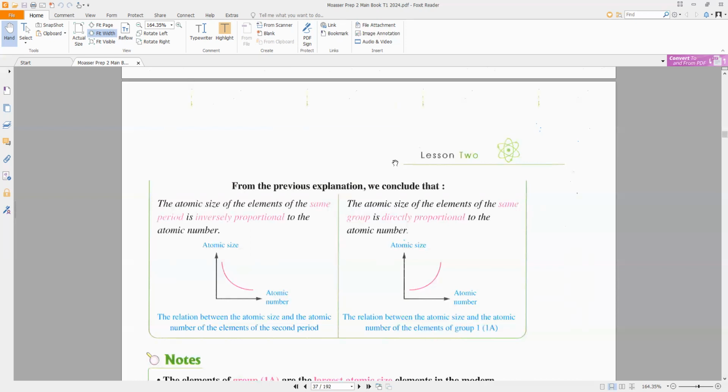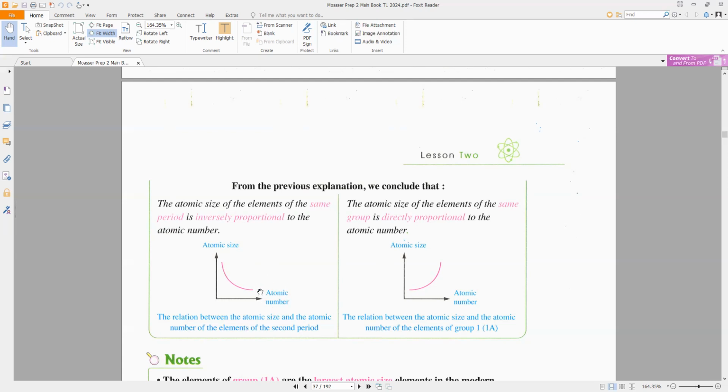When we want to describe the relationship between the size and the atomic number in a graph, we describe the relation between the two factors by a graph to know what happened. Are they directly or inversely proportional to each other? When we compare two factors, we put one on the x-axis and the other on the y-axis. This is the x-axis and this is the y-axis.